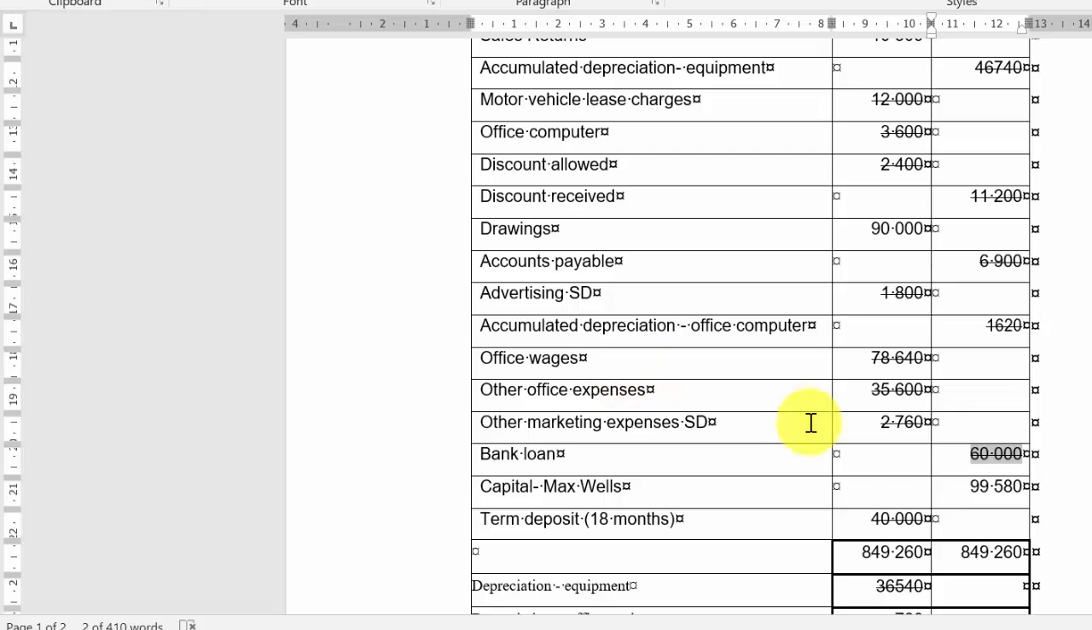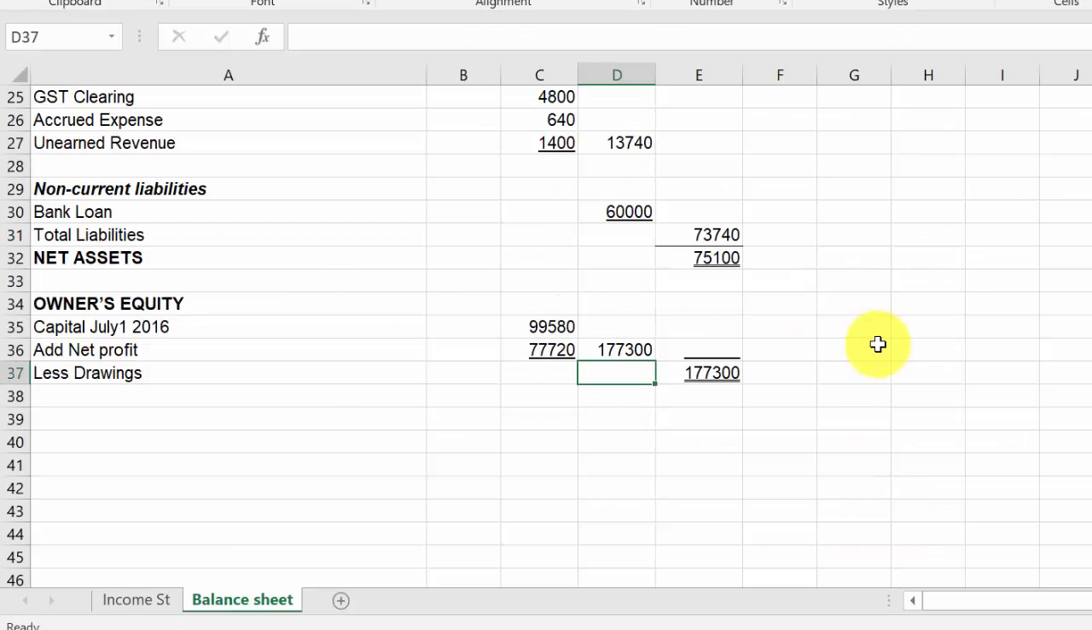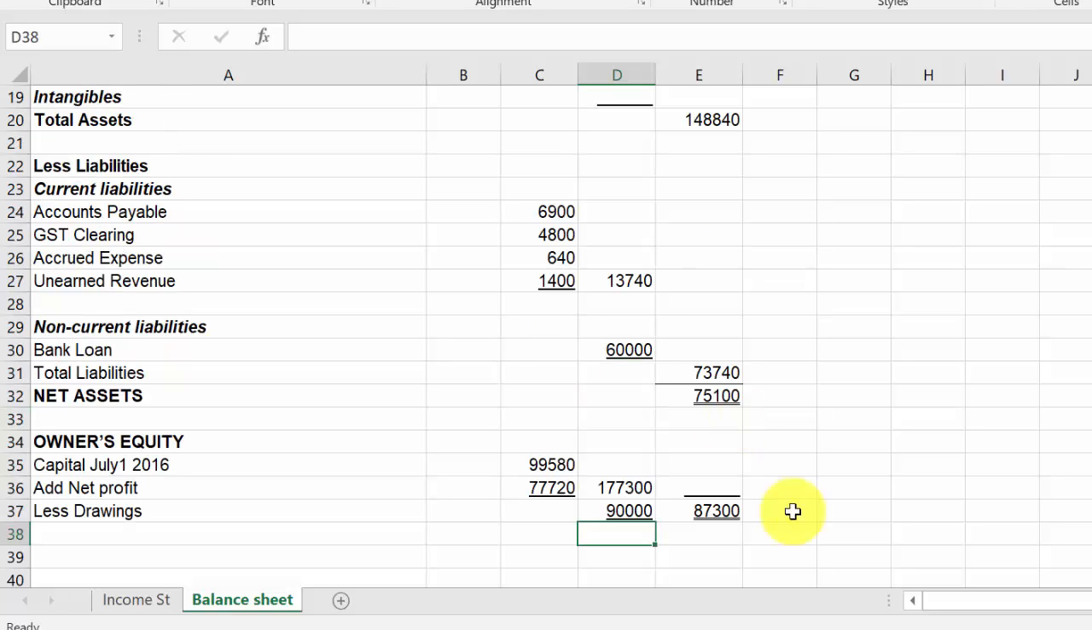And the drawings, where is it? 90,000. Let's hope that after all this it adds up. And it doesn't. Okay, let's have a look. Okay, I've made a mistake. Genuine mistake.